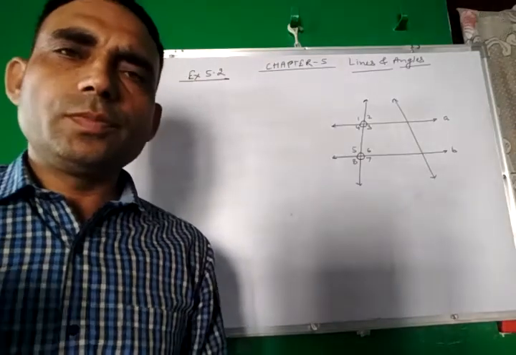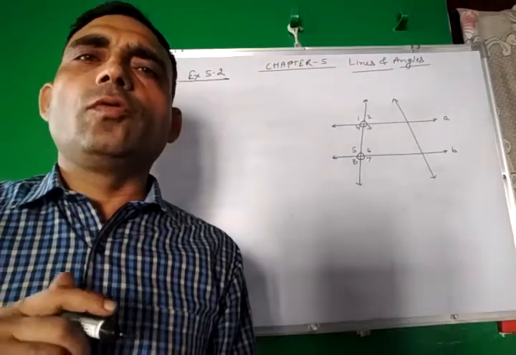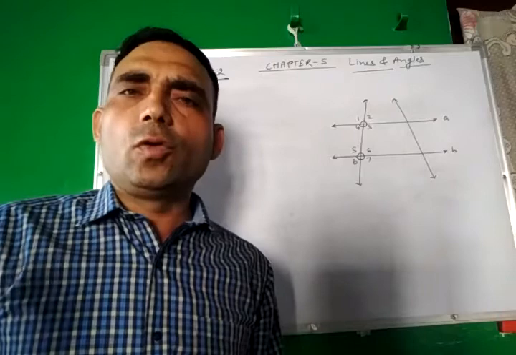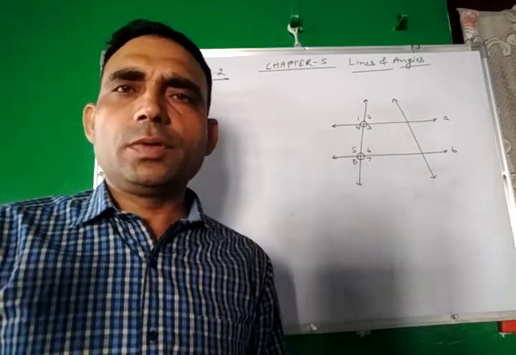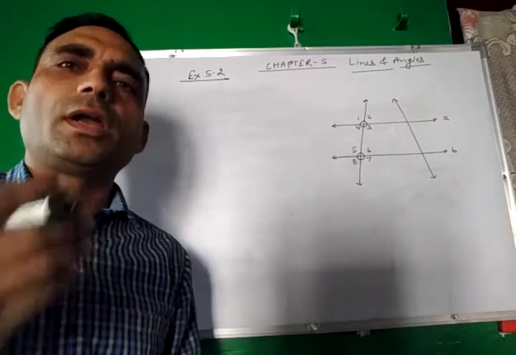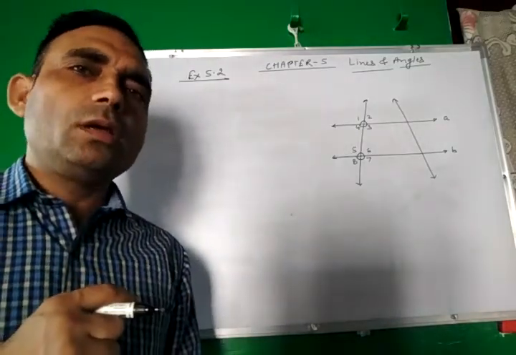Good morning, students. In the previous video, you have seen the intersection of two parallel lines by a transversal and different types of angles formed, like corresponding angles, alternate interior angles, alternate exterior angles, co-interior angles, and vertically opposite angles. Now we will take the problems.